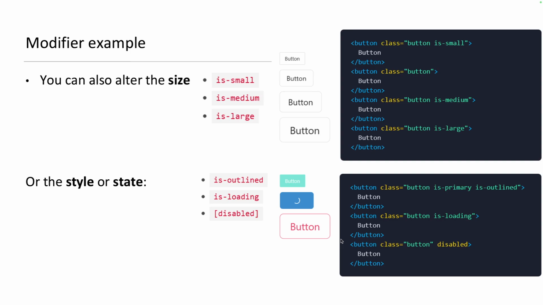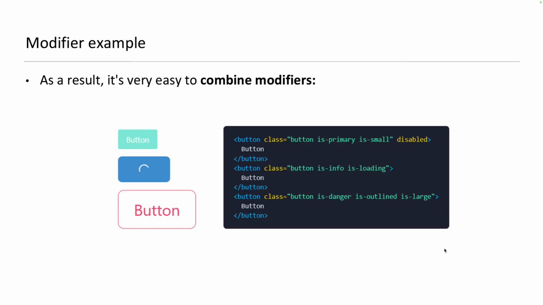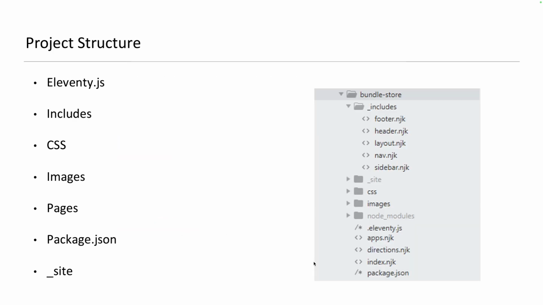So here's just another example of how you might modify a button using modifiers. Something like is-small, medium, large, and then is-outlined, or something like is-loading is quite nice. And then also disabled. You can see here examples of combining those modifiers: is-danger, is-outlined, is-large, that kind of thing. I think it's also disabled. We'll see.